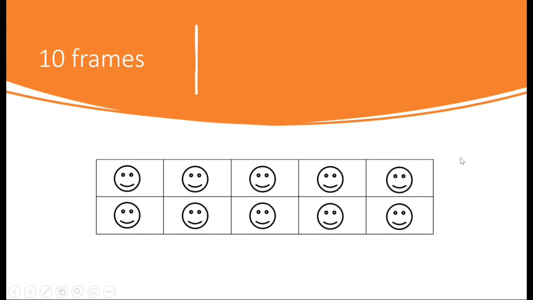Alright, next on, we're going to talk about 10 frames. So what exactly are 10 frames? 10 frames are made up of 2 by 5 boxes, as you can see from the picture here. Through these 10 frames, your child will learn about the different possibilities that make 10. For example, they will learn that 1 and 9 makes 10, 2 and 8 makes 10, 3 and 7 makes 10, and so on. The purpose of the 10 frames is to help your child develop number sense within 10. So we will be using the 10 frames to do addition and subtraction within 10.